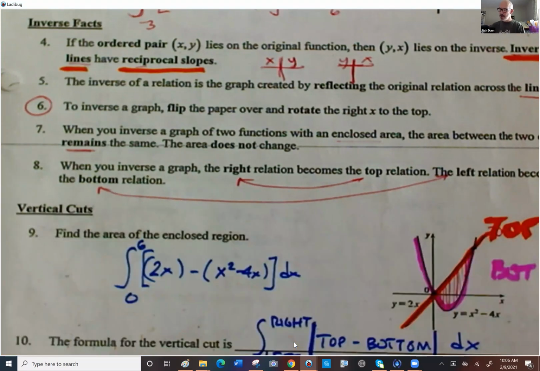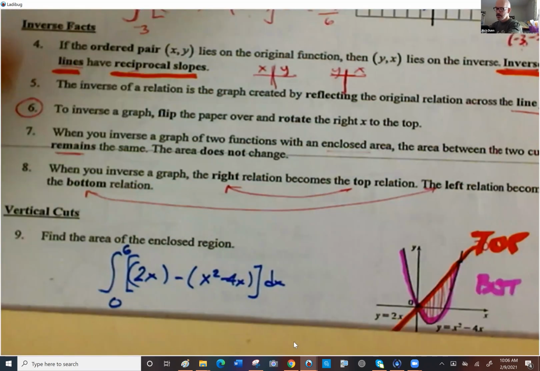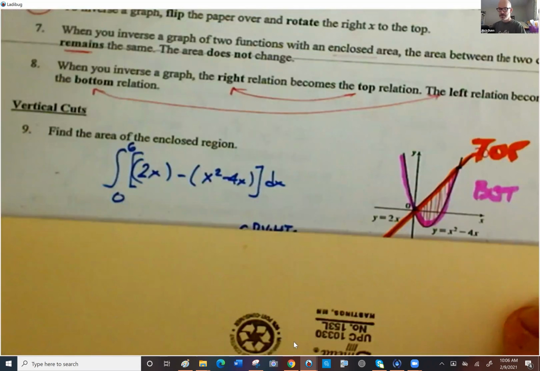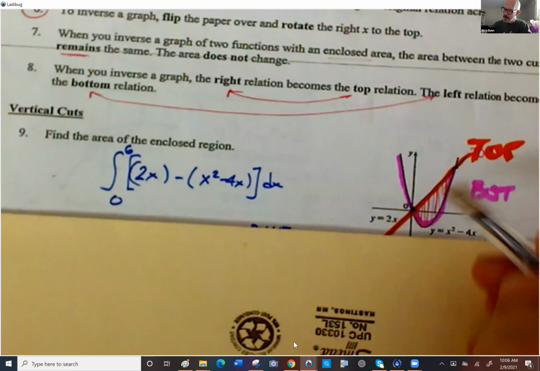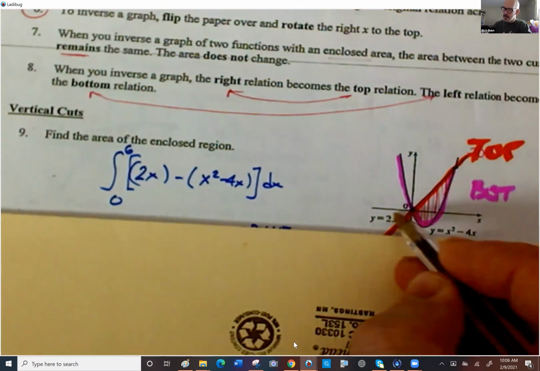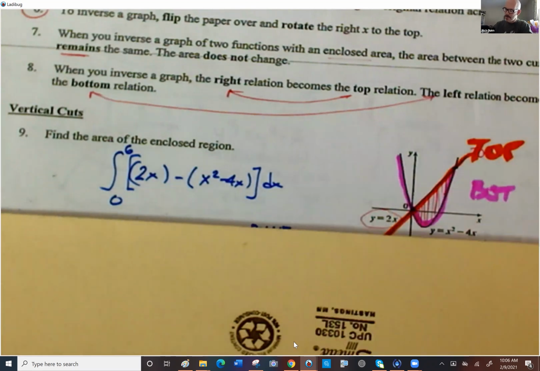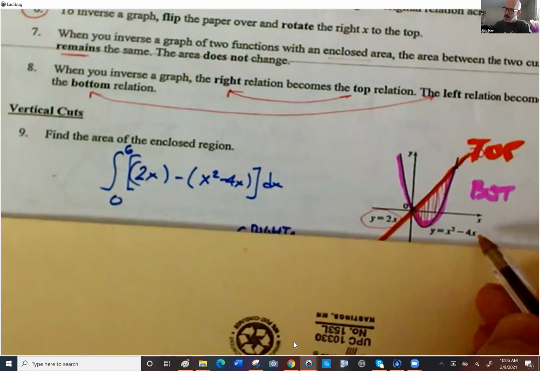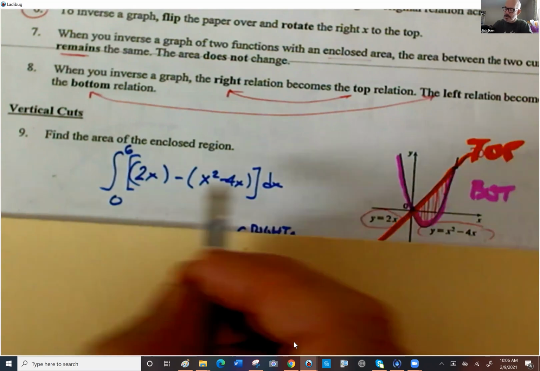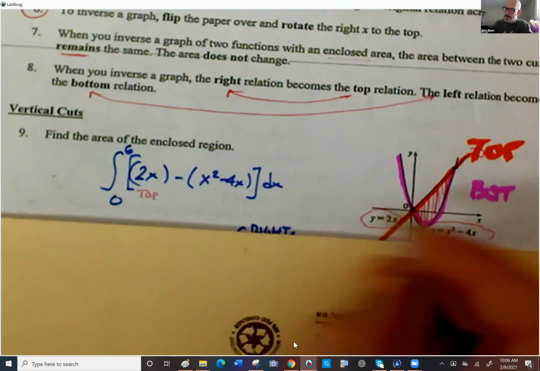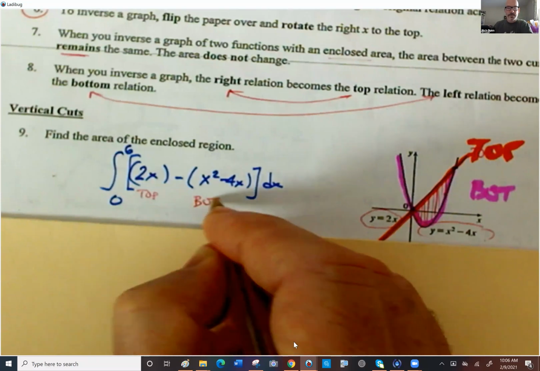So our first example here is graphed out for us. And what you'll see is we've got this line that is y equals 2x, and we've got this parabola, y equals x squared minus 4, that are graphed for us. And it's pretty clear that we've got a top function, the line, and the bottom function, the parabola.